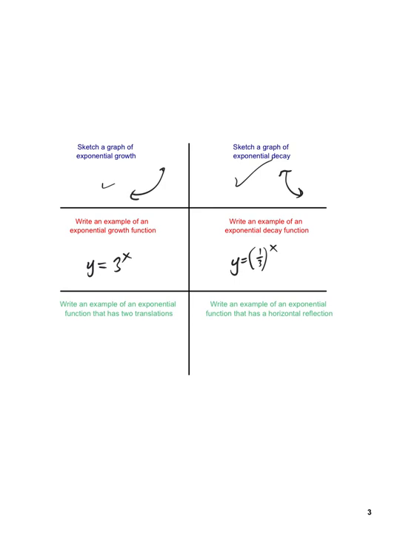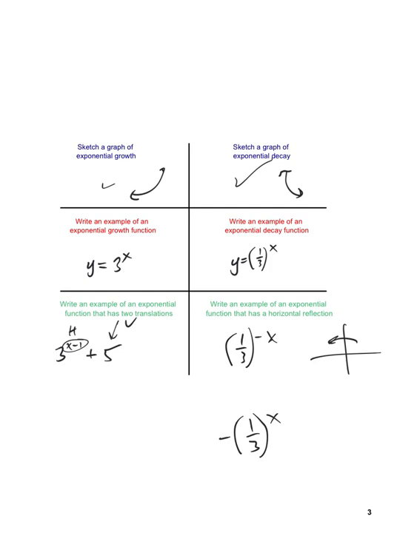Now, an example of an exponential function that has two translations would be, say, 3 to the x minus 1 plus 5. So this would be your horizontal translation, and this would be your vertical translation. And one that has a horizontal reflection would be something like 1/3 to the negative x. Again, the horizontal reflection, which is over the y-axis, is the one where the negative is applied directly to the x. A vertical reflection would have a negative out front, like that.